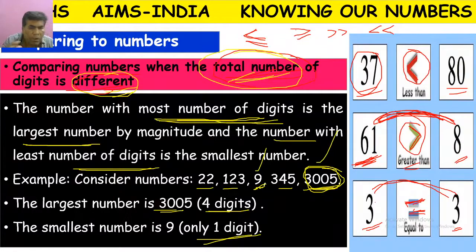Why? Because it is having only 1 digit. Okay. Like this, we can compare the numbers. When we have different total numbers of digits, the number having the largest number of digits is the largest number, and the number with fewer digits is the smallest number. Okay.